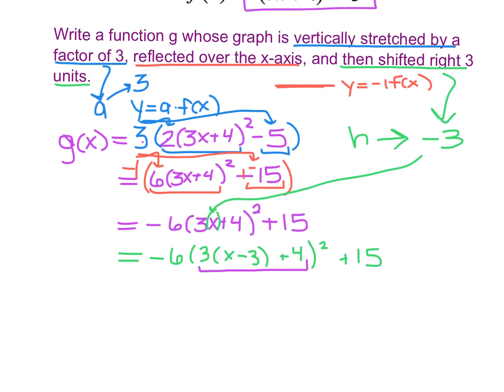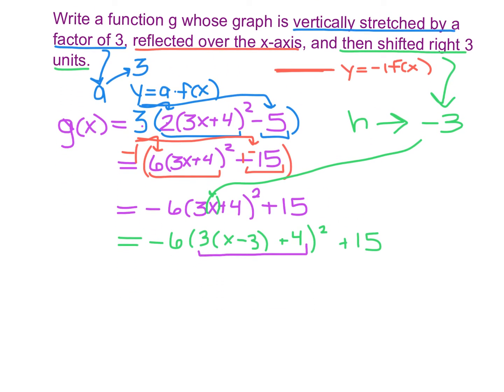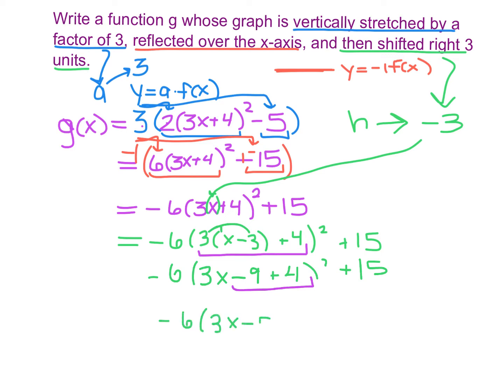So I'm going to shift all my work up just a smidge, and I'm going to simplify what's inside of there. So I distribute my 3, so I have 3x minus 9 plus 4 all inside of those parentheses. And then from here, I see that I can combine -9 and 4 to be -5. So I end up inside those parentheses with 3x minus 5 quantity squared plus 15.